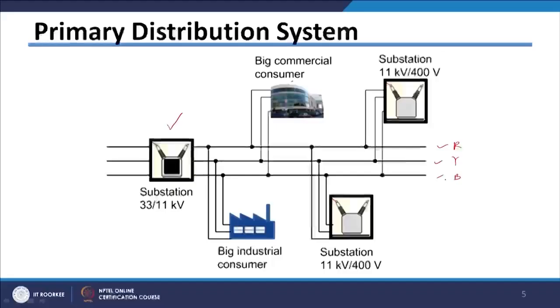There will be many such substations connected to this feeder. We also provide power to bigger consumers like malls or big industrial consumers at the 11 kV 3 phase level. As shown in the figure, there is one bigger industrial consumer which is taking power at the 11 kV level and at 3 phases. Similarly, there is one commercial consumer shown here, which is 3 phase.